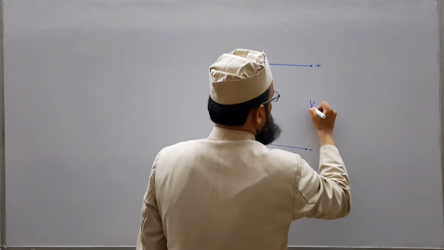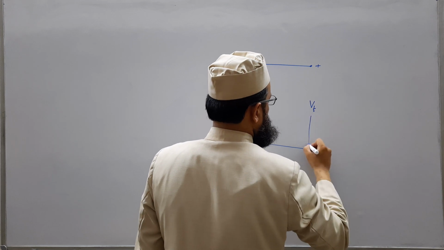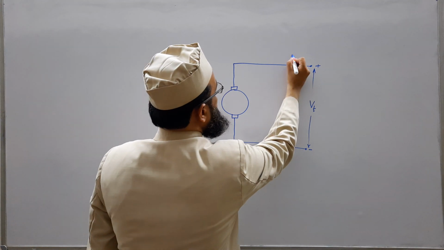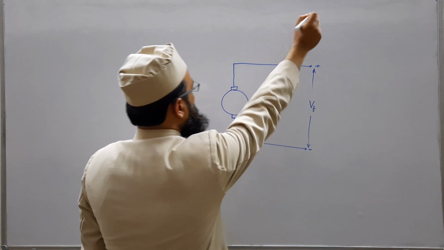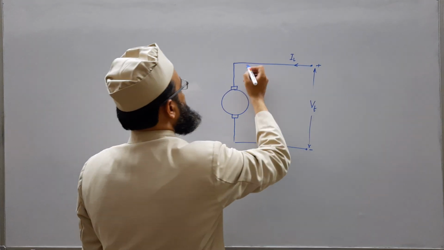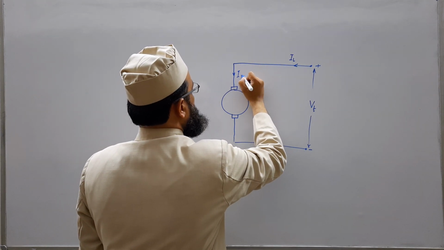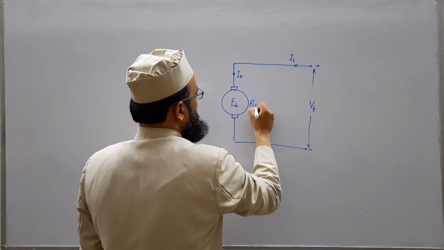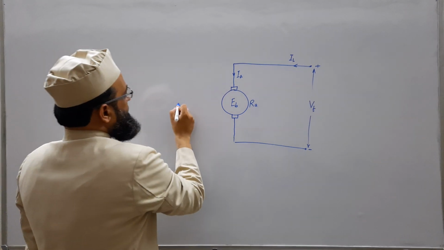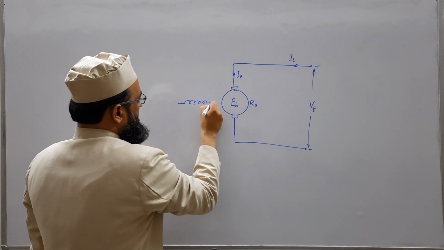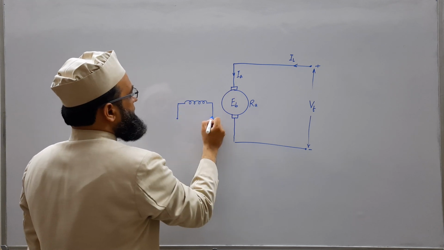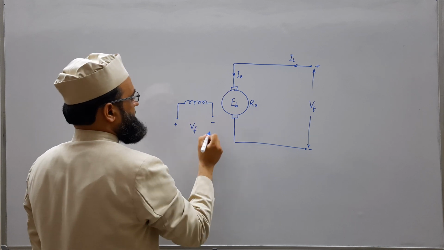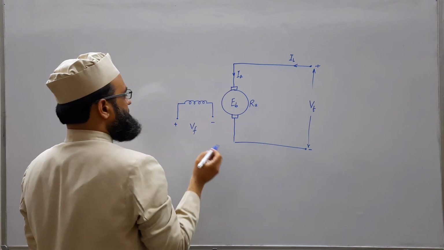plus minus, and let us say supply voltage is Vt, line current, and in separately excited DC motor line current is same as armature current, back EMF EB, armature resistance Ra, and field winding which is excited by a separate DC voltage source Vf, plus minus Vf.